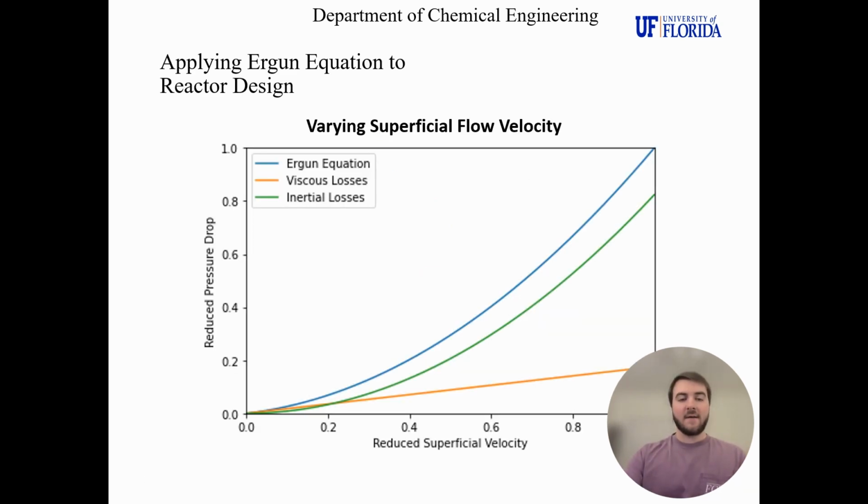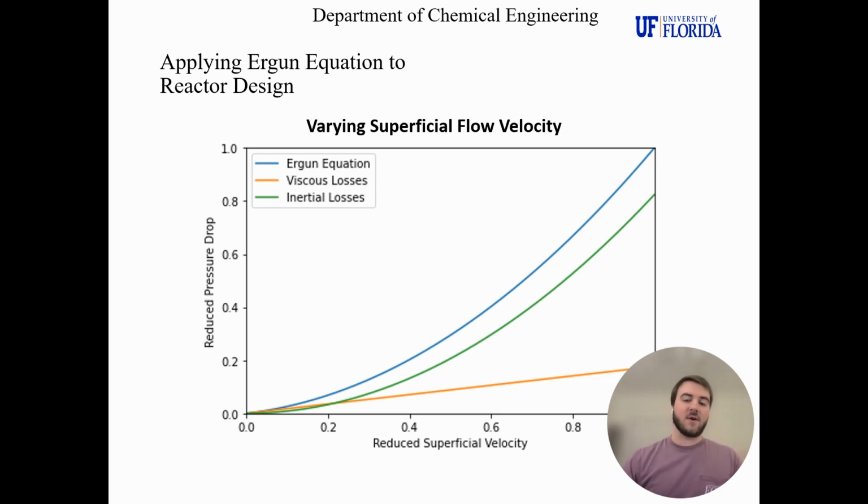Now let's look at some graphs to visualize the implications of the Ergun equation on reactor design and pressure drop. First, looking at superficial flow velocity and how that affects the pressure drop in a reactor. Superficial flow velocity is defined as the volumetric flow rate divided by the cross-sectional area, and we can clearly see pressure drop increases as the flow velocity increases, and it's a parabolic curve. It's the blue curve that you see on the plot.